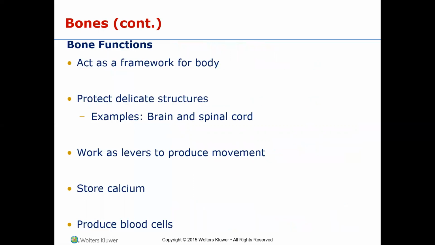So the 5 things that bones do, they act as a framework for our body. They protect our delicate structures like our brain and our spinal cord, our heart, and our other organs. They do work as levers along with the muscles to produce movement. They store calcium, and they do produce blood cells.